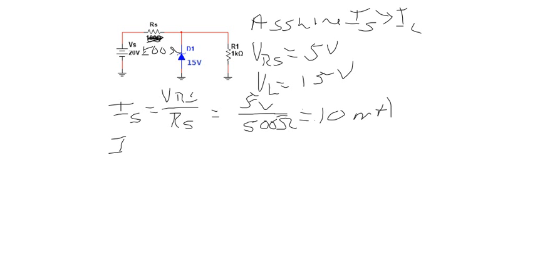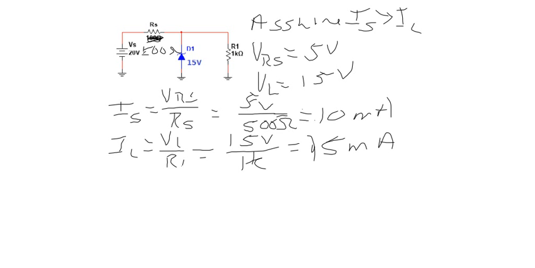And IL is still 15 volts over 1K. So now our assumption is not true. If you try to subtract them, that would say that the diode has a negative current. And that can't happen here. So not in breakdown.